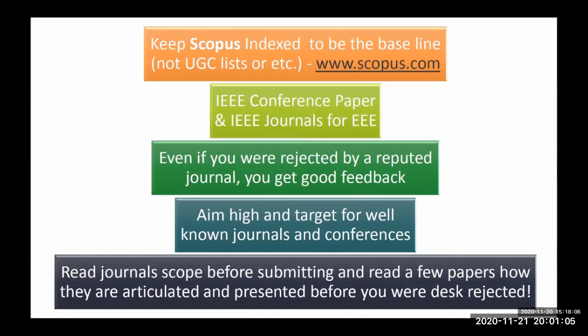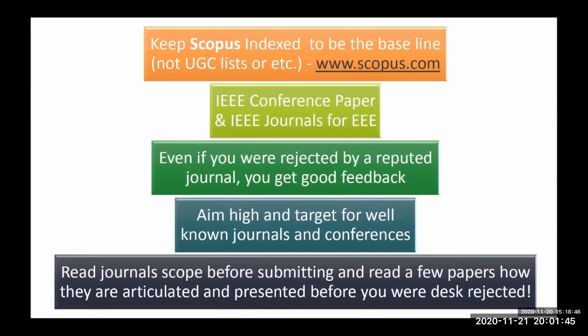For instance, I recommend Scopus indexing to keep the baseline. So you go to scopus.com and then look for whether your journal is indexed in Scopus, because this is somewhere that we keep the bottom line of the quality. If you are an author from electronics and electrical area, probably you look into IEEE conferences and IEEE journals or Elsevier journals as well. Always I recommend that you go for high targets, because very good reputed journals will give you good feedback. Even if you are rejected, then you can actually improve your paper, right?